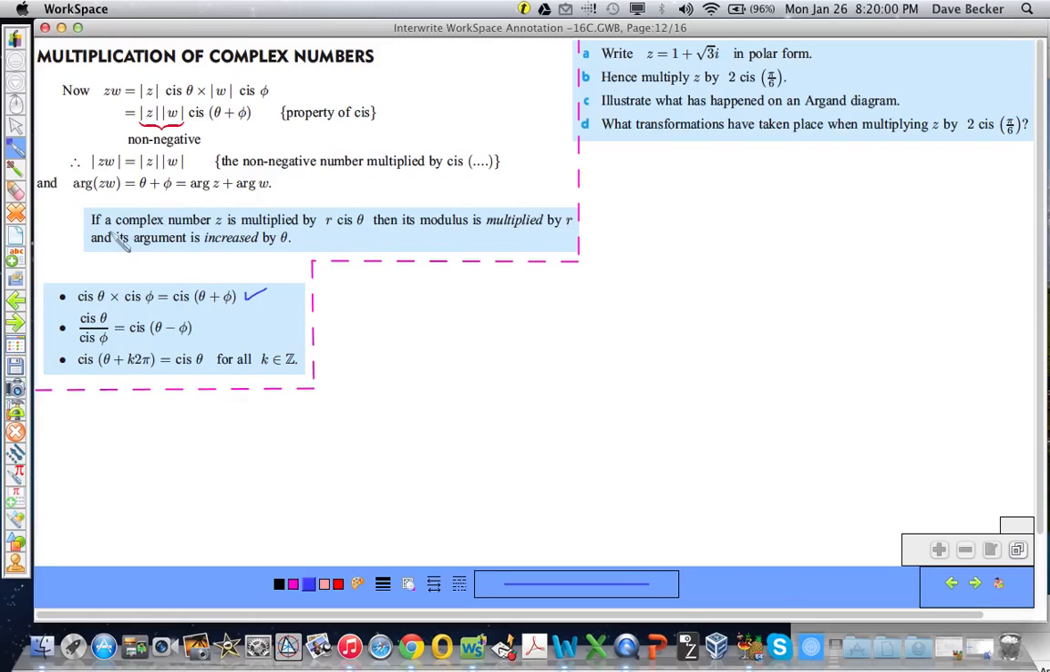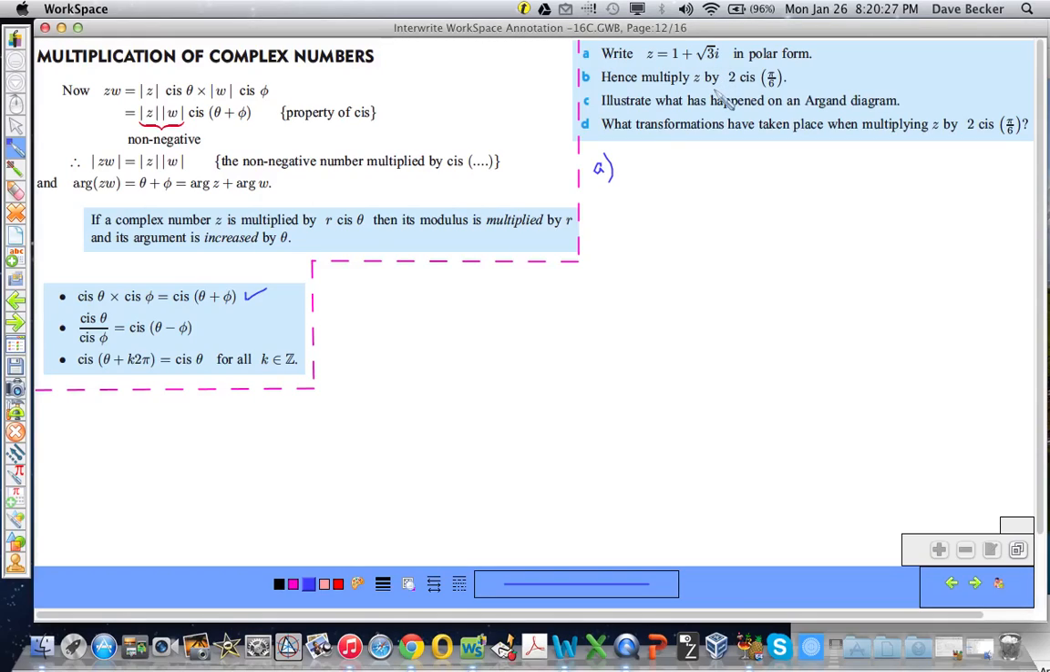So the upshot is, if a complex number z is multiplied by r cis theta, then its modulus is multiplied by r, and its argument is increased by theta. That is a lot to get your head around, and this example is showing this. So let's get right to it. Okay, so A, write z equals 1 plus root 3i in polar form.